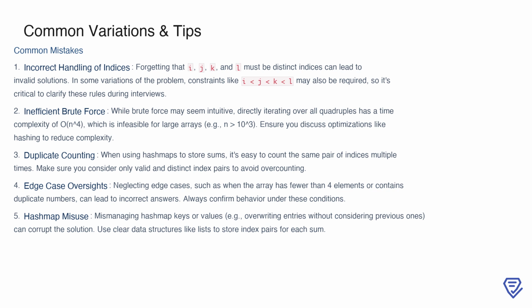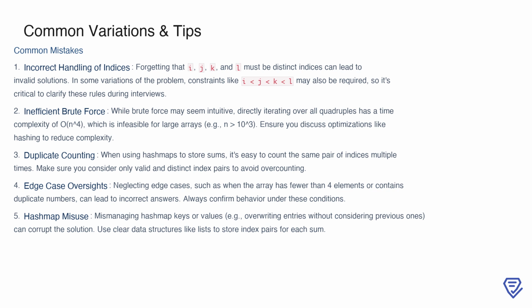One of the most common mistakes when solving this problem is mishandling indices. Remember, the indices i, j, k, and l must always be distinct. In some cases, additional constraints like i being less than j, j less than k, and so on might be imposed, so it's crucial to understand the specific rules before diving into a solution.